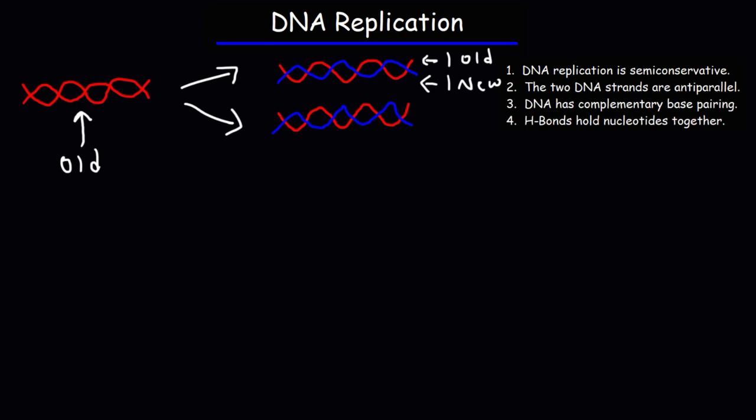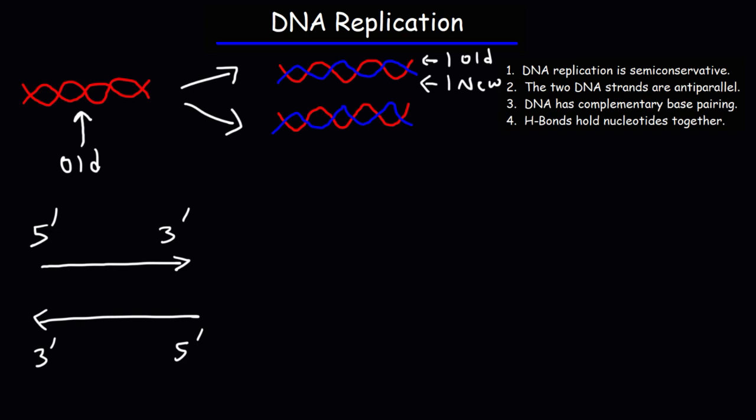Number two, the two DNA strands are anti-parallel. This means that they run in opposite directions. So from left to right, one of the strands runs in the 5 to 3 direction, and the other one goes in the 3 to 5 direction from left to right.